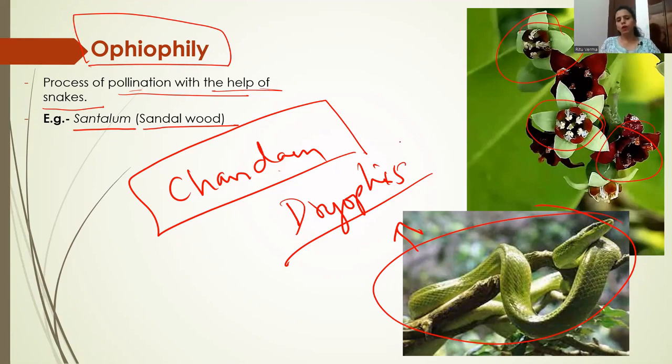So this was all about the process of pollination and different pollinating agents. From the next video onwards, we'll discuss the process of fertilization in flowering plants.